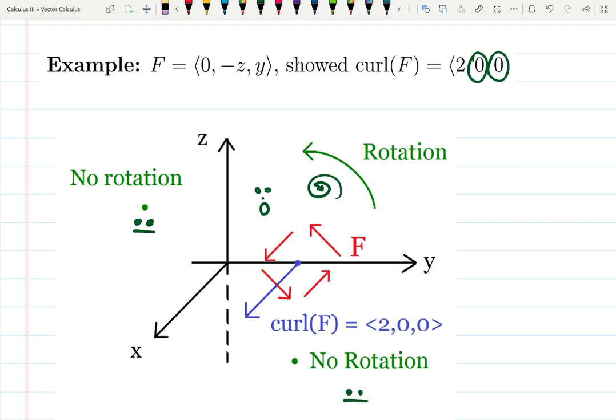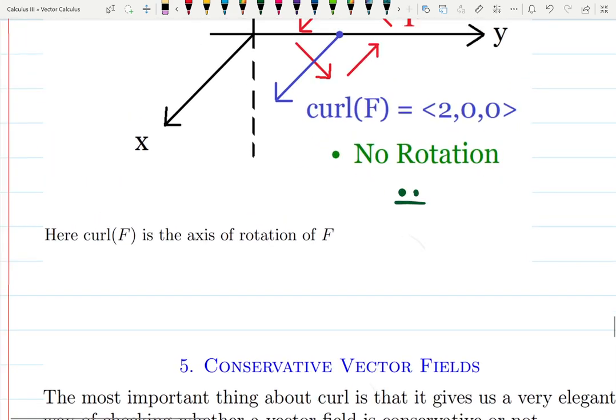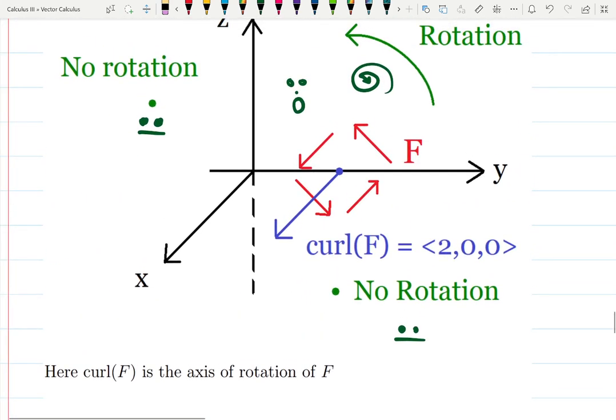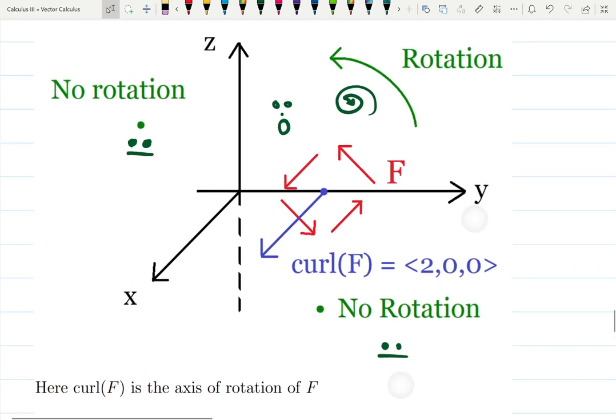So each component tells you what is happening. No rotation. Rotation with the strength 2. No rotation, no rotation. The curl of F is the axis of rotation of F. So sketch this. Can you sketch that? And let's do some more examples.